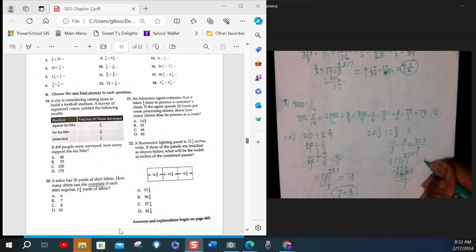So our answer here would be 37, which would be your whole number. Your denominator will remain 8, and your numerator is the remainder. So it's 37 and 7/8, which is C. So that is your final answer for this problem.